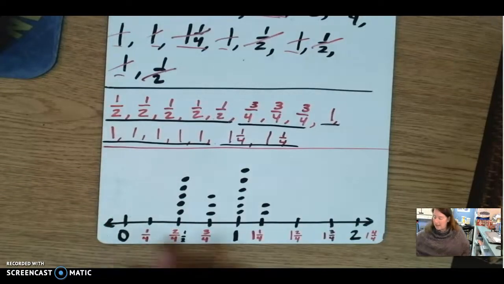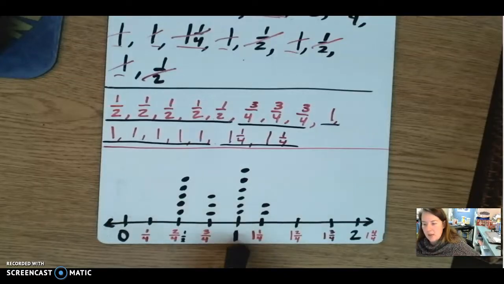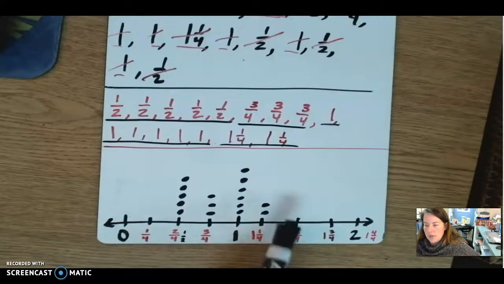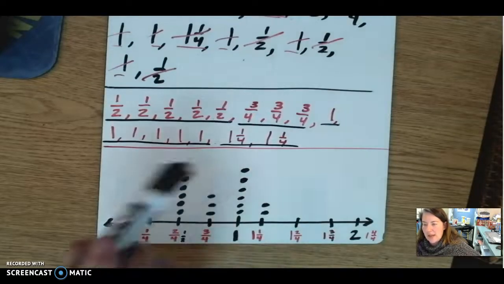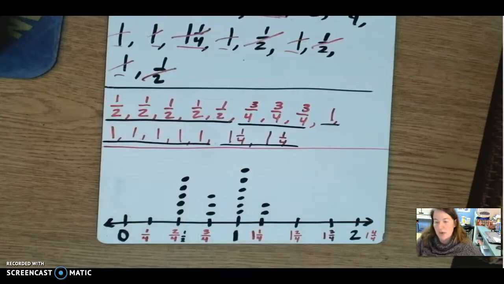So looking at this, out of those 4 numbers, which one had the most? Looks like 1 had the most. Then the next largest would be the halves. Then the next largest, the 3/4. Then the next largest, 1 and 1/4. So this is how we make a dot plot. Again, with the fractions, the most important thing is making sure you have your number line done correctly.